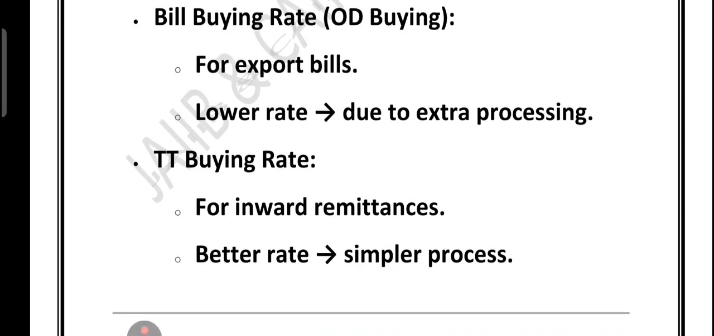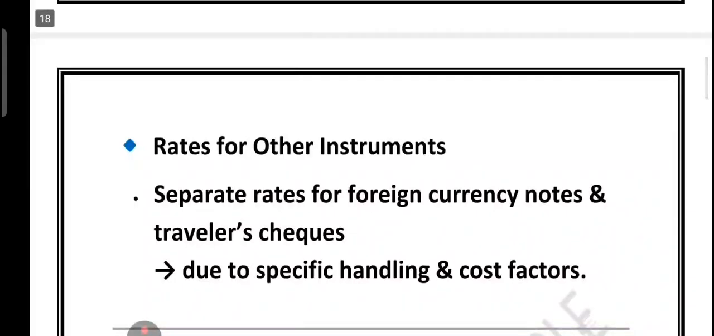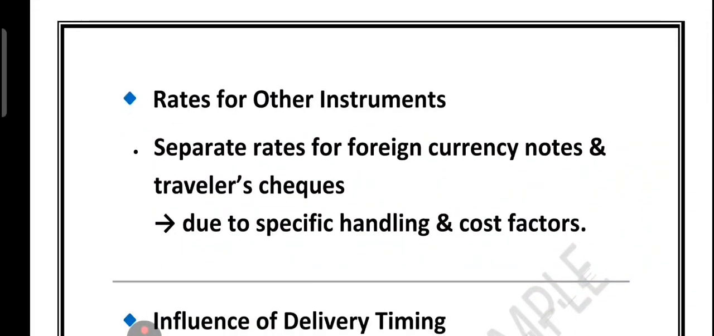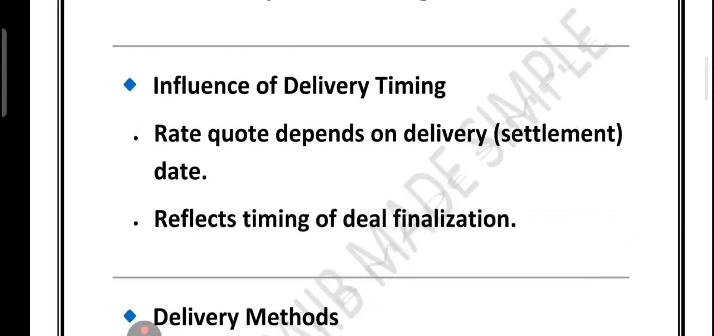And then we have the TT buying rate. This is for inward remittance, right? For inward remittance we use the TT buying rate. And it is a better rate, simpler process, right? And if you look at the other instrument rates, there is a separate rate for the foreign currency note and traveler check. Now, what is the influence of delivery timing?